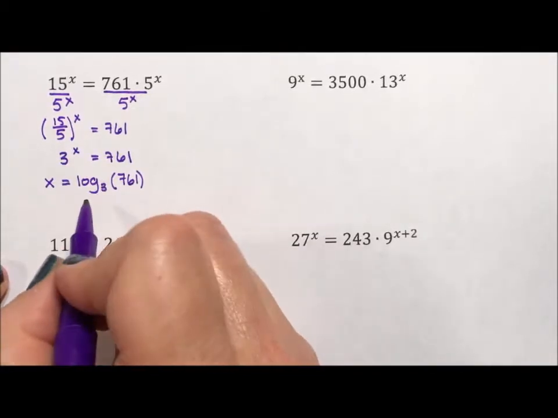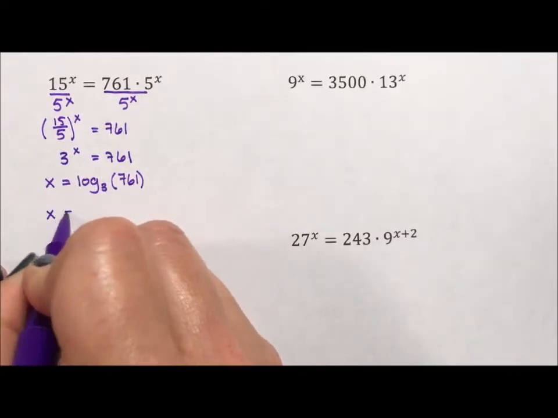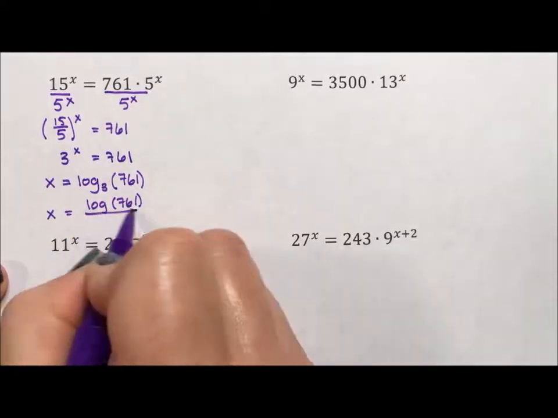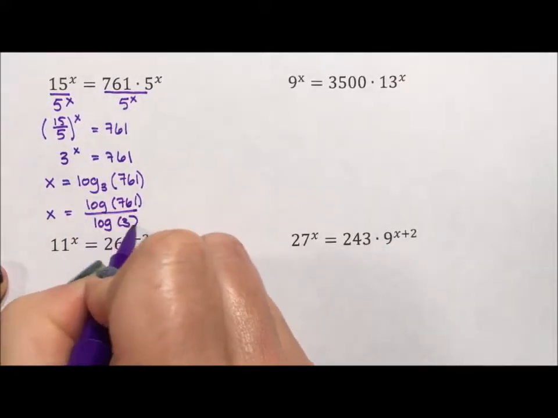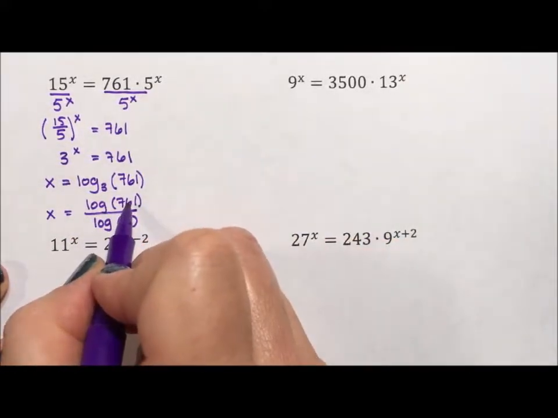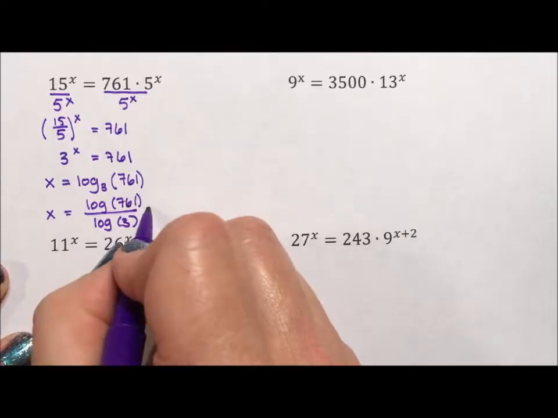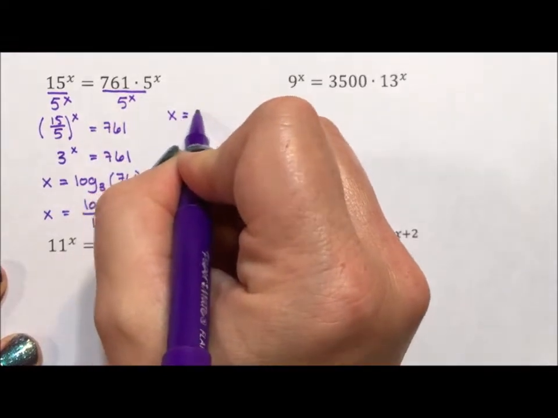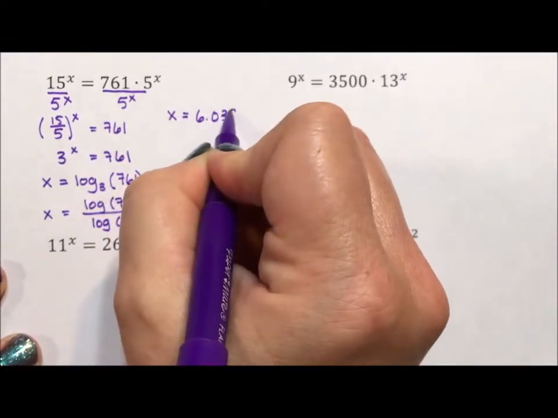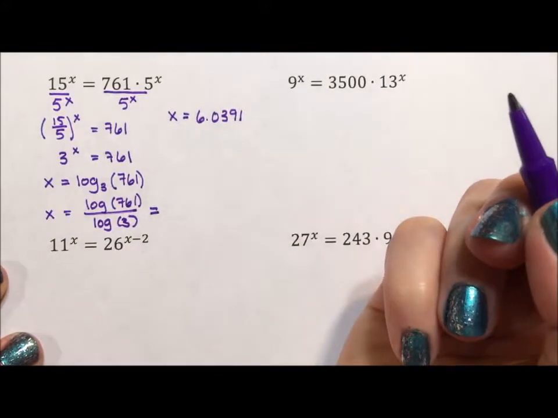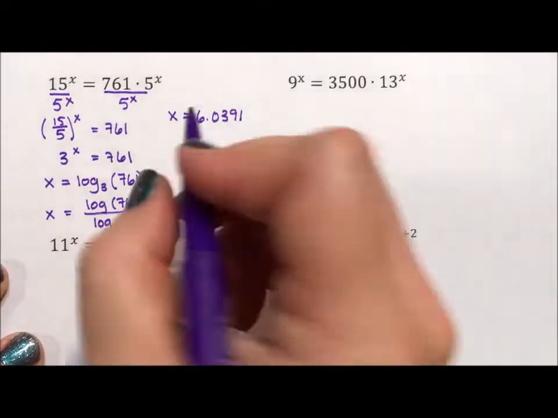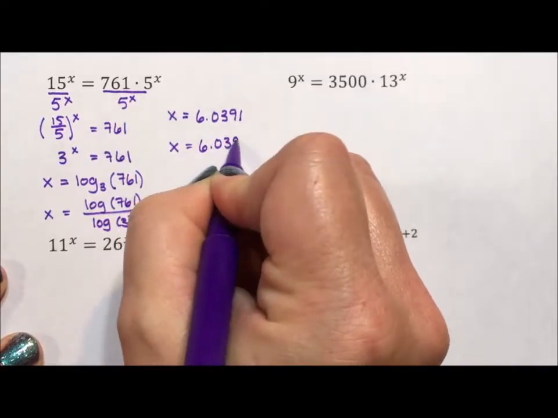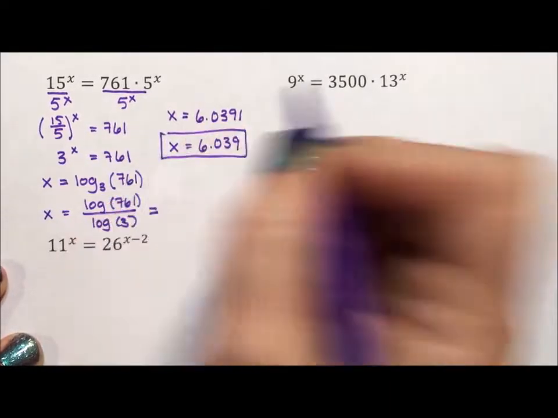So the way we solve this is we rewrite this as log of 761, the argument, divided by log of 3, the base. If we do log of the argument over log of the base, then we will get x equals 6.0391. We then need to go back to the directions and find out what we need to round to, and it says round to 3 decimal places. So x is equal to 6.039, rounding correctly.